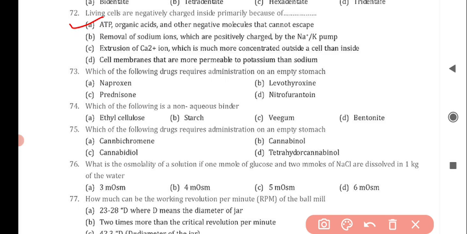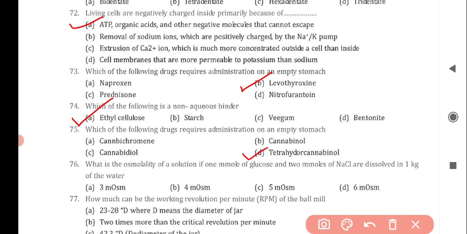Next question is: which of the following drugs requires administration on an empty stomach? And the correct answer is option B, that is levothyroxine. Next question is: which of the following is a non-polar binder? And the correct answer is option A, ethyl cellulose. Next question is: which of the following drugs requires administration on an empty stomach? And the correct answer is option D, tetrahydrocannabinol.